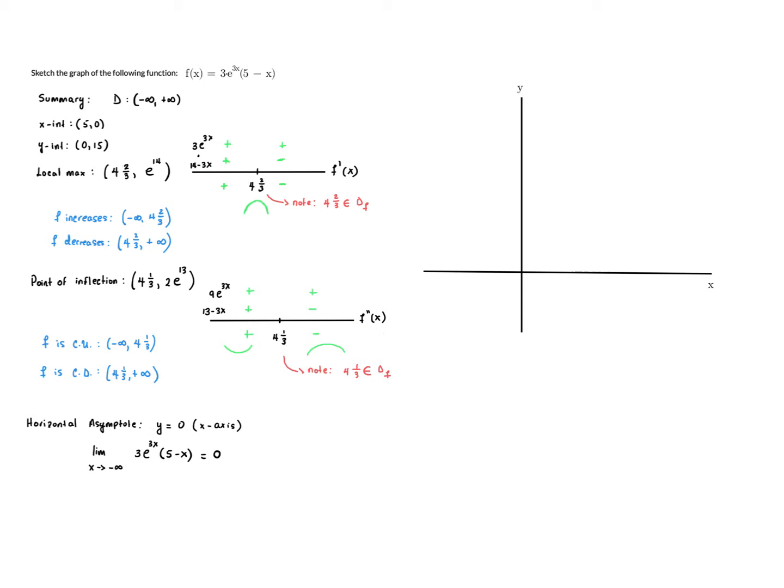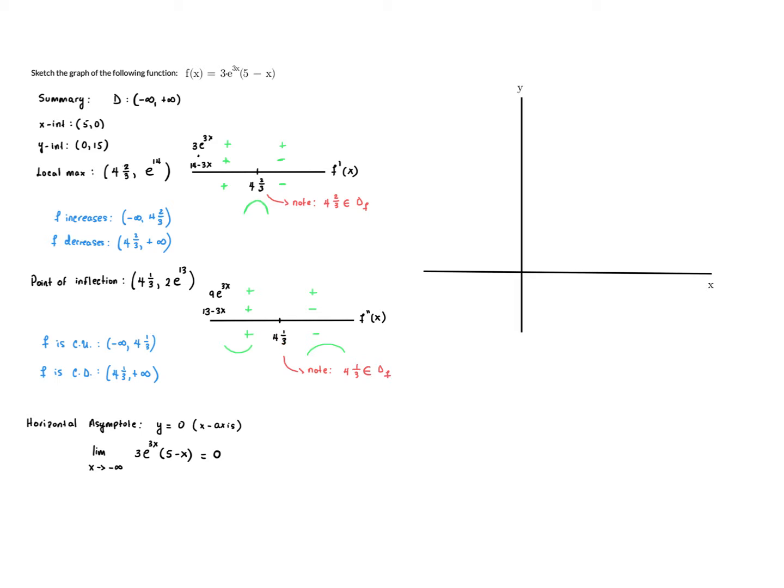Then we did a second derivative analysis. There we found that a possible point of inflection happened at 4 1/3. And then with a quick check of the domain, we made it an official point of inflection. It was no longer a candidate, it was an actual place for a point of inflection.